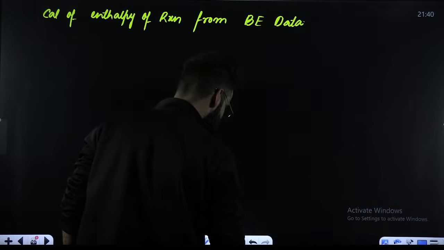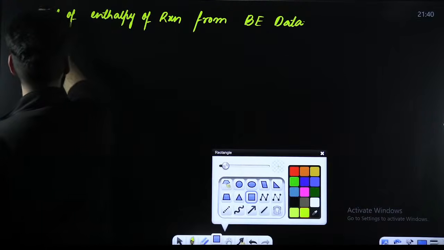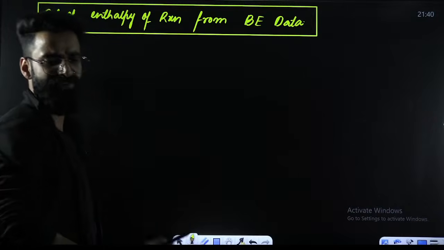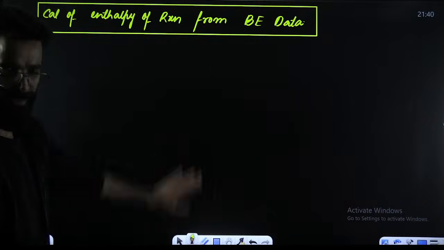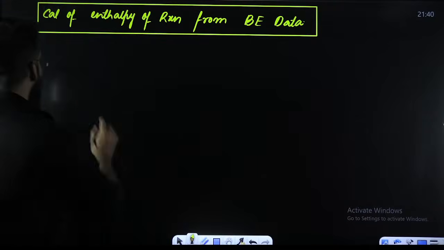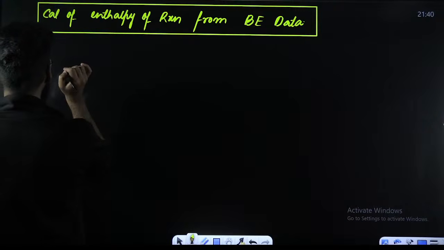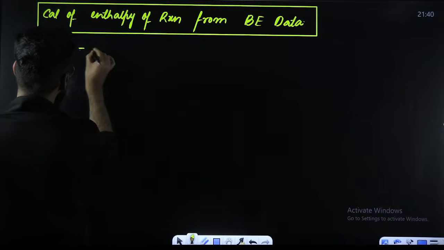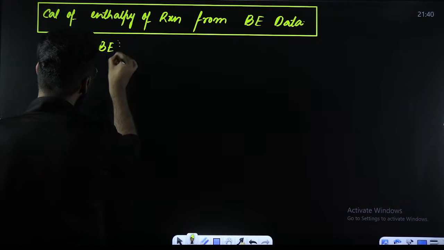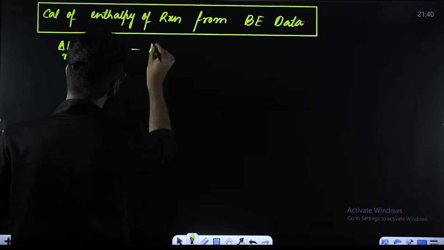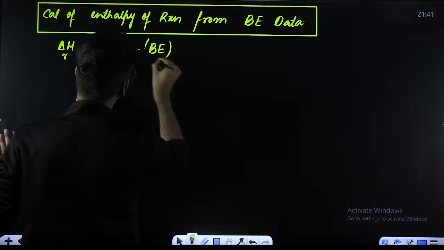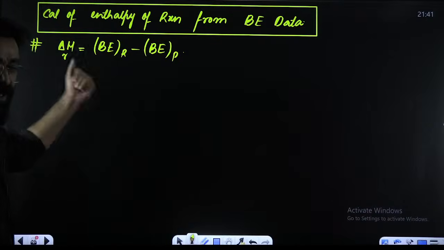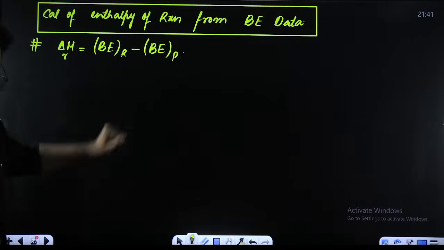There's a result which needs to be derived, but I won't be deriving that. I'll give you the result directly and I'll show you how to apply that result, from which you'll be getting the questions. Understand? My dear students, remember, the enthalpy of the reaction is always equal to the bond energy of reactants minus the bond energy of products. This is the result. How do we write it? How do we use it? That is important.